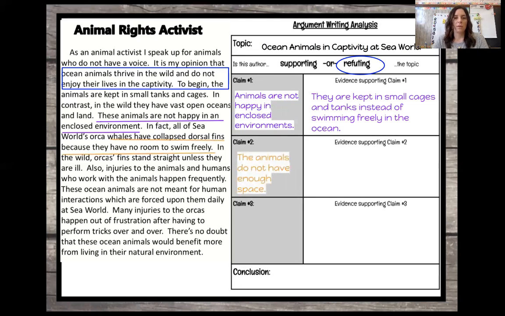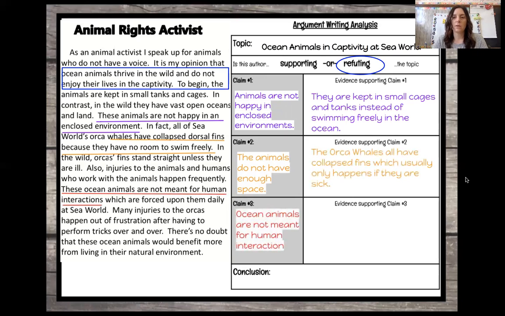So the next thing that the author says is that SeaWorld's orca whales have collapsed dorsal fins because they have no room to swim freely. So I shorten that to the animals do not have enough space. Again, that is kind of opinion-based, but the author backs this up by saying that the orca whales all have collapsed dorsal fins, which usually only happens if they're sick. So that is a definite fact.